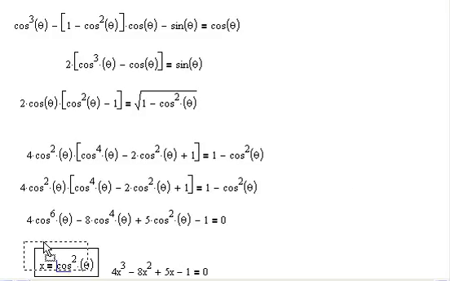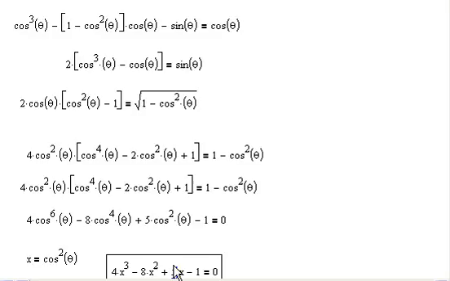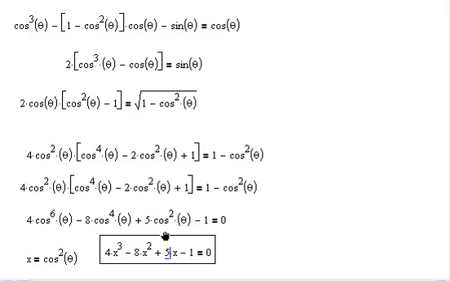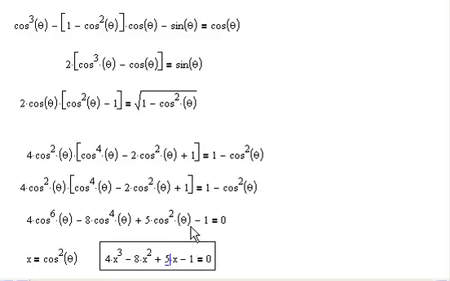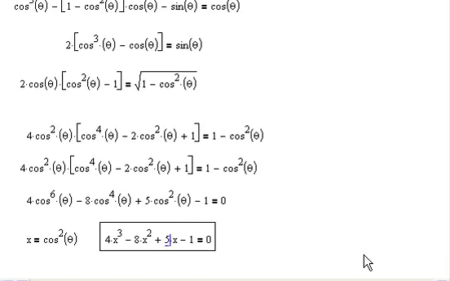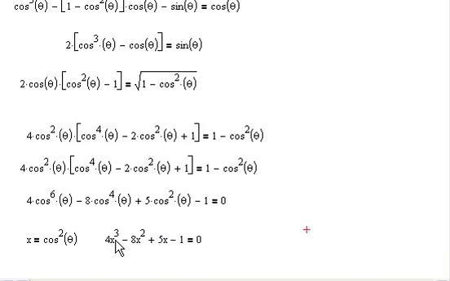Let's let x be cosine squared theta. That might not be something you would dream up on your own, but notice it's only even power, so we could at least simplify it in that way. And let me just say, if x equals cosine squared theta, then here's what we really need to solve. This cubic polynomial equation, 4x cubed minus 8x squared plus 5x minus 1 equals 0.